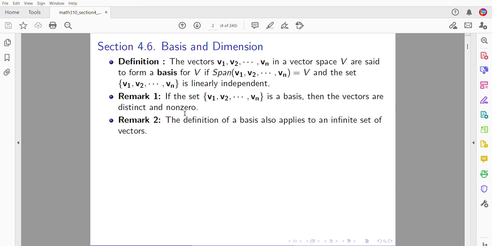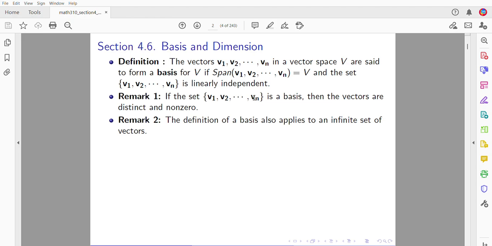Okay. Remark. If the set v1 through vn is a basis, then the vectors are distinct and non-zero. First of all, as you have seen in the previous section, if any vector repeats, then the set is not linearly independent. If you're a basis, you must be linearly independent, so no vector must repeat. Similarly, we have seen that if the zero vector is in your set, then it is not linearly independent. Since your basis must be linearly independent, you cannot have any zeros.